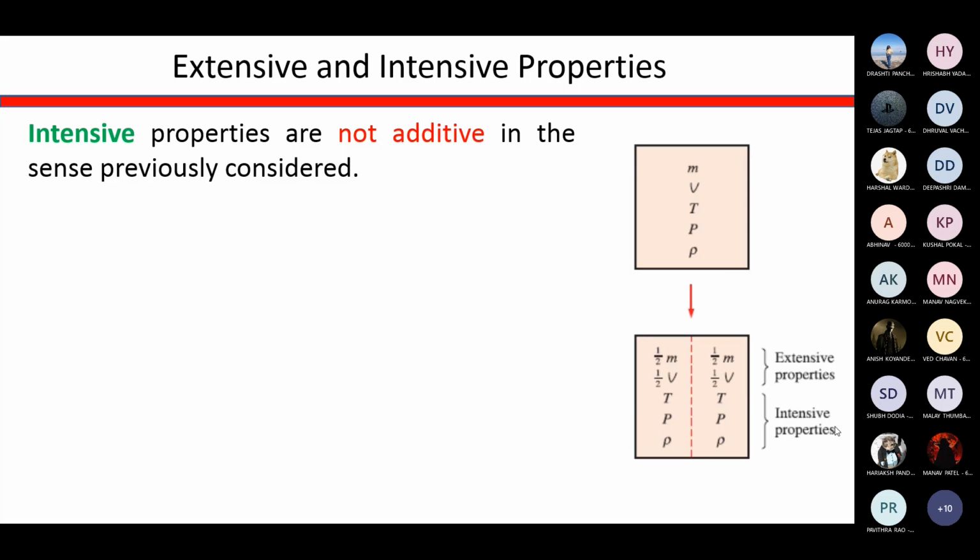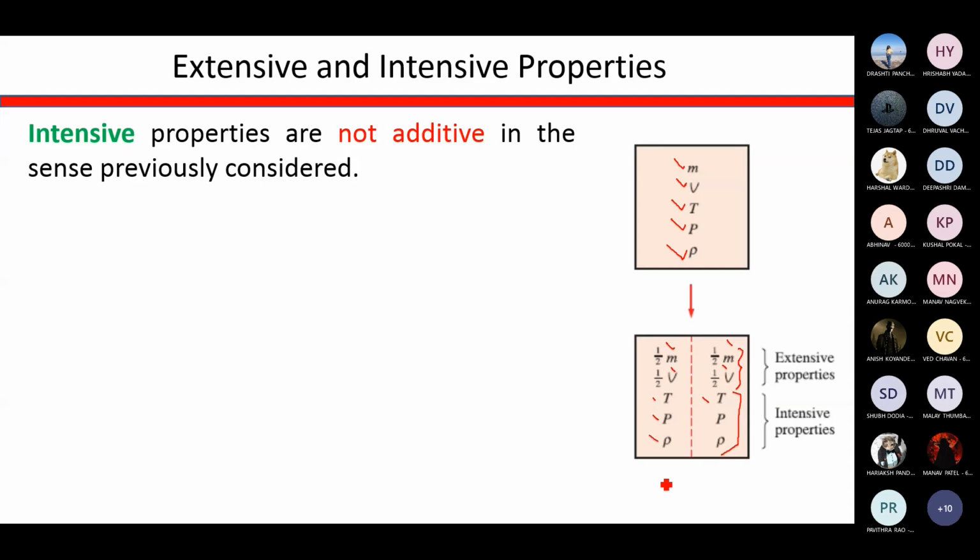Look at this example. So we have a system like this, having the initial properties as a mass, volume, temperature, then the pressure and the density. Now we will divide the system into two parts using this dotted line. So you will see that the mass will be half now. The volume will become half. The temperature will remain as it is because it is independent of mass, right? Pressure will remain as it is, and even the density will remain as it is, right? So these three are intensive properties, independent of mass, whereas these two are dependent on mass. So these are the extensive properties, right?